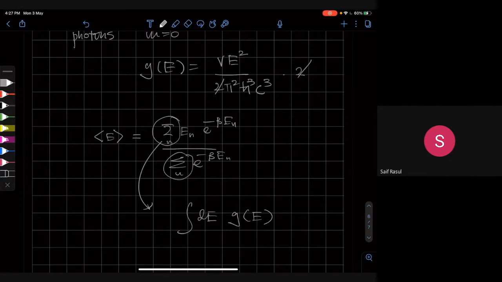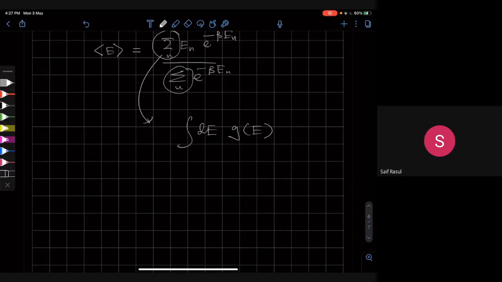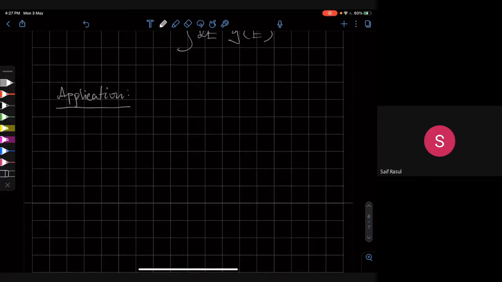All right, so let's do an application, and I think we have just enough time to do an application. The application we want to do is a very famous application. It's the blackbody radiation. It is the problem that gave birth to quantum mechanics. So what is blackbody radiation?